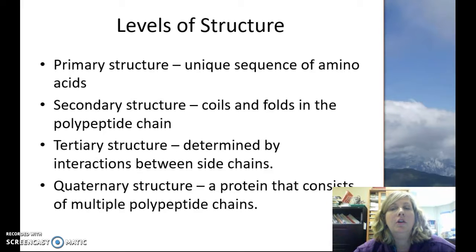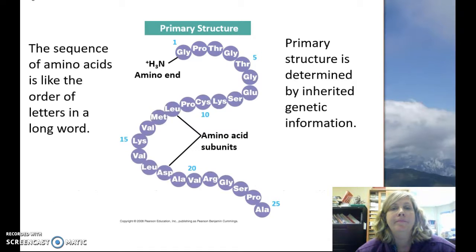The secondary structure are coils and folds in the polypeptide chain. So this is where the folds are regular folds or regular coils back and forth within the polypeptide chain. The tertiary structure is determined by interactions between side chains, and the quaternary structure is a protein that consists of multiple polypeptide chains. So not all final proteins have quaternary structure, because not all proteins are formed from multiple polypeptides.